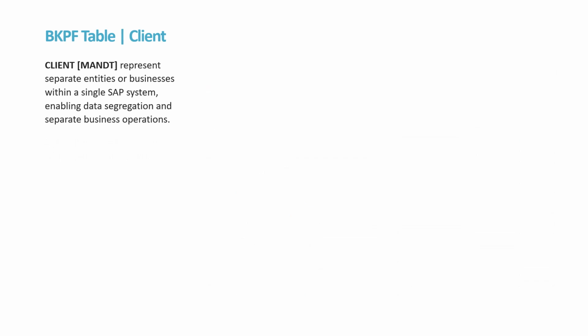First key field is client. In SAP, clients can represent separate entities or businesses within a single SAP system, enabling data segregation and separate business operations. However, most commonly they are representing business function within an organization. This field in BSEG and BKPF tables store a client-specific identifier to differentiate data across clients.